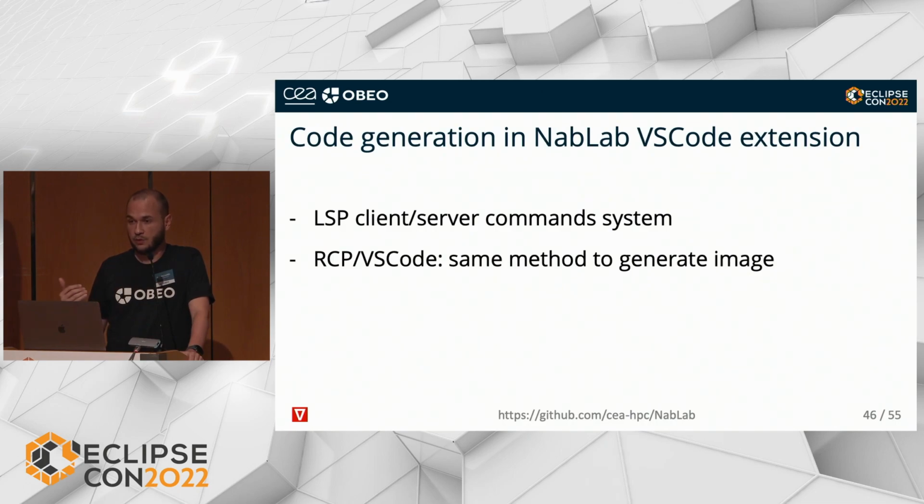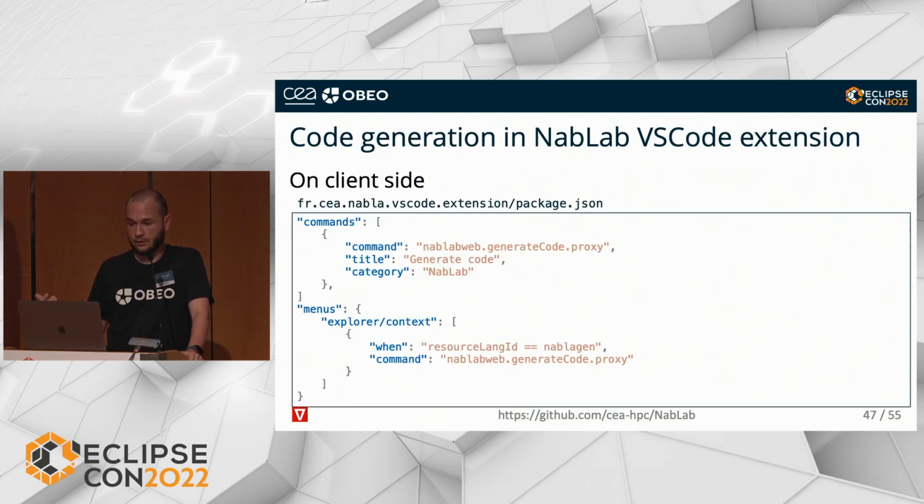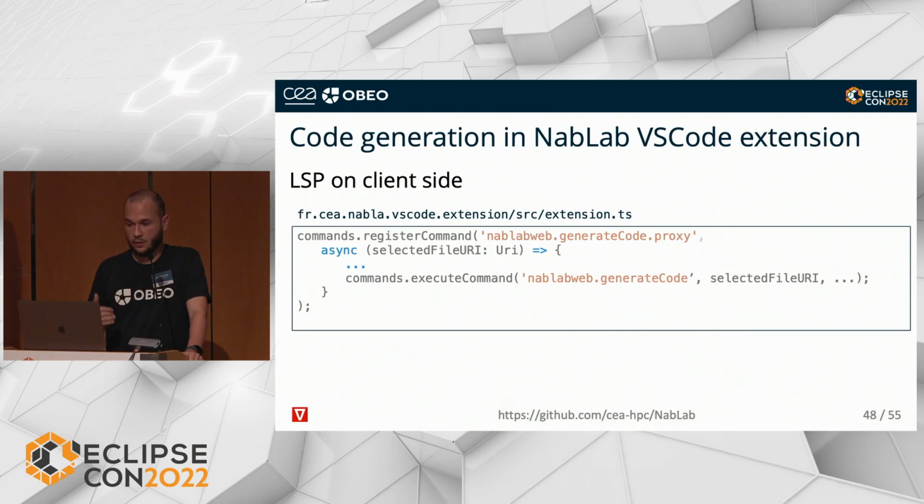It is also possible to generate code from a NabLab file. Here, the goals remain the same. Try to reuse what has been done in the RCP product. On the client side, in the package.json file of our VSCode extension, we declared a command and a context menu in the Explorer view. This menu will only be available when the selected file is a NabLab file. Then we registered the command when the extension is activated in the main class of our extension, extension.ts.